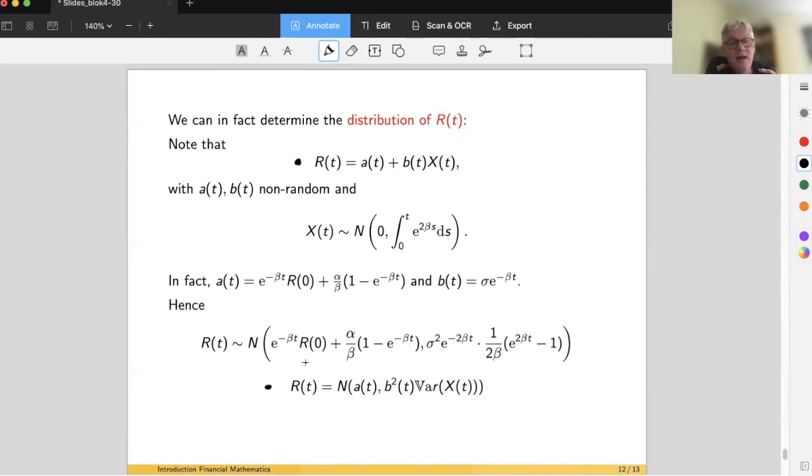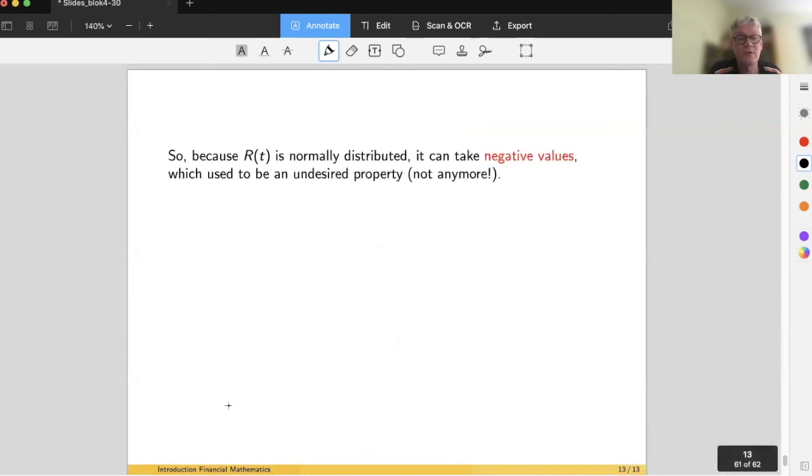If we write that out, then we see that R(t) is normally distributed with mean this part over here, and with variance b squared, sigma squared e to the power minus 2 beta t, times that integral here that we can simply compute, 1 over 2 beta times e to the power 2 beta t minus 1. So we know a lot about this process. In fact, we know everything.